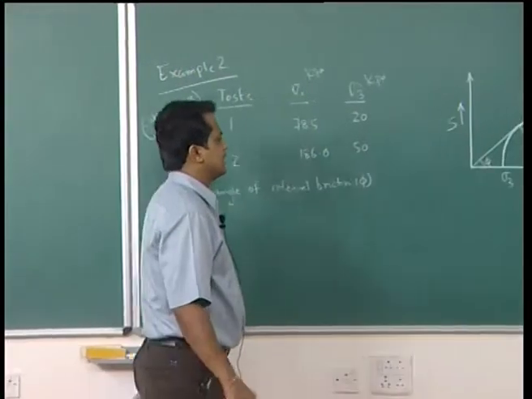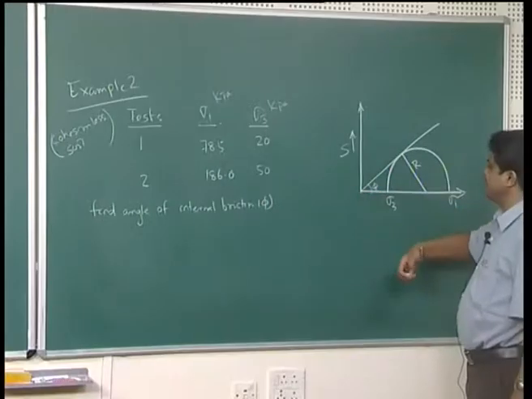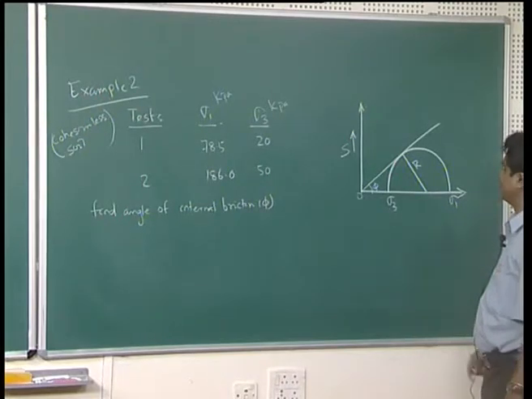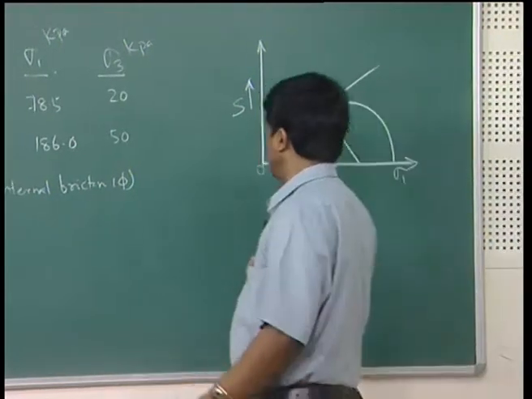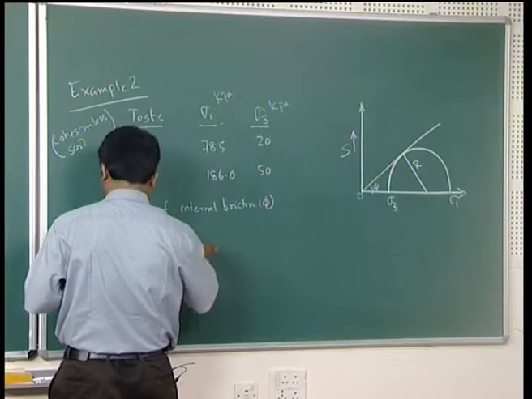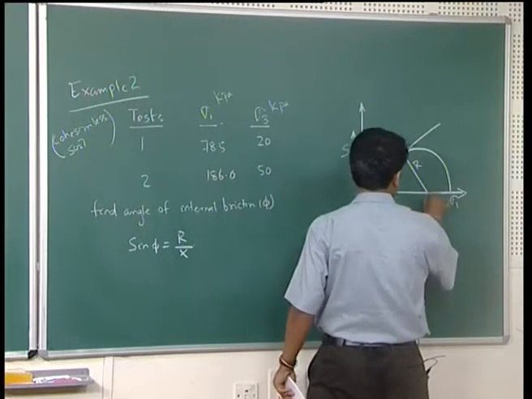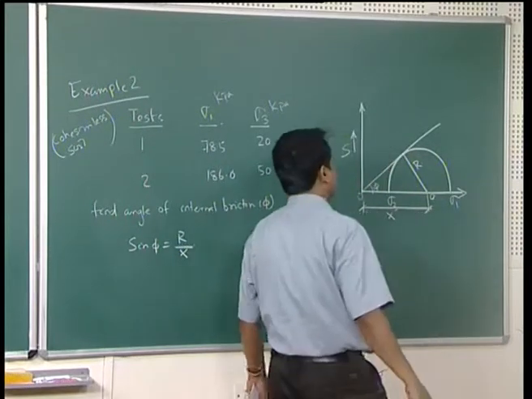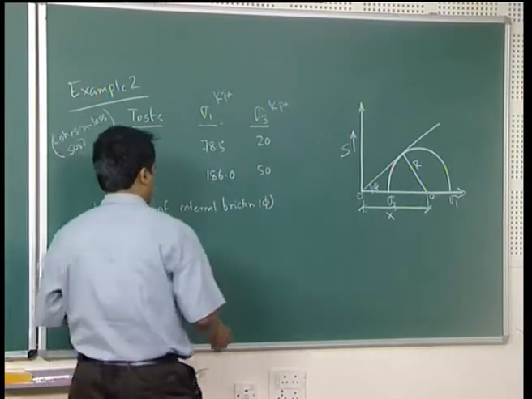Now, for cohesionless soil, if I draw a Mohr circle, the failure envelope will pass through the origin as the cohesion is 0. So the tangent, the failure envelope, will be here. If I take sin phi, sin phi is equal to r by x. This distance from O to here is x. Now, what is r? r is equal to the radius of the Mohr circle. So you can find it easily.